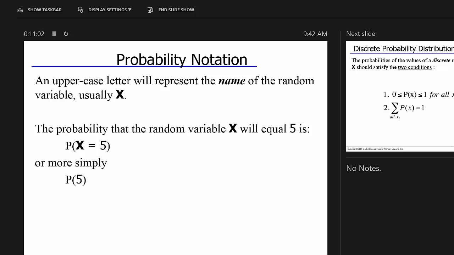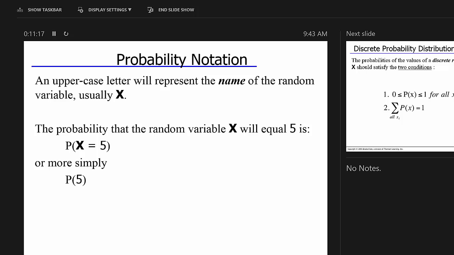So on this slide, basically, what I wanted to emphasize is, I told you that before, right? We're going to use capital letters to denote the variables. X, Y, Z, T for time, for example.